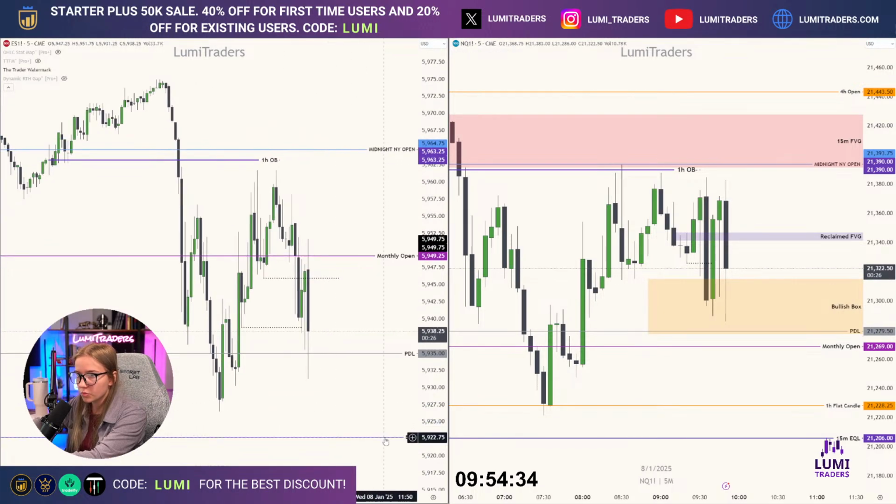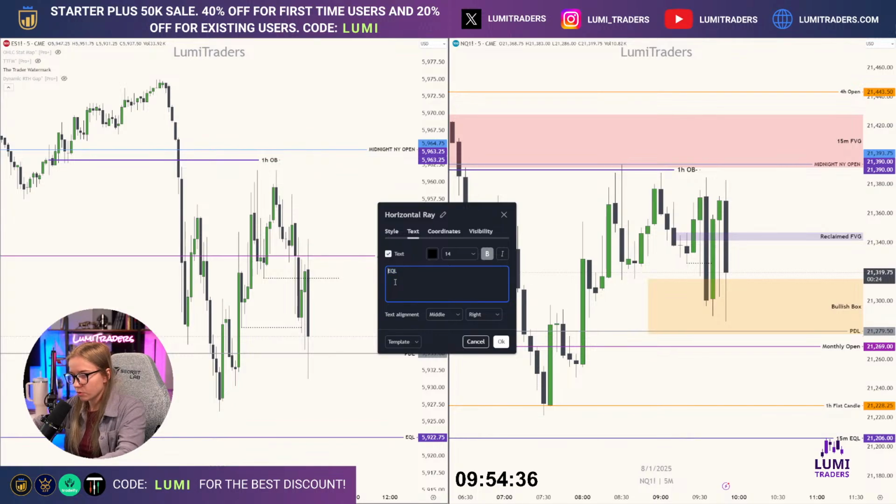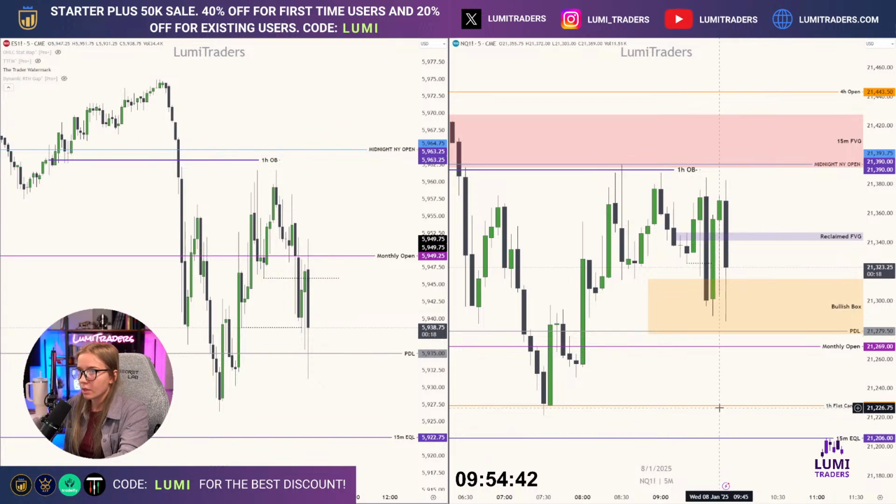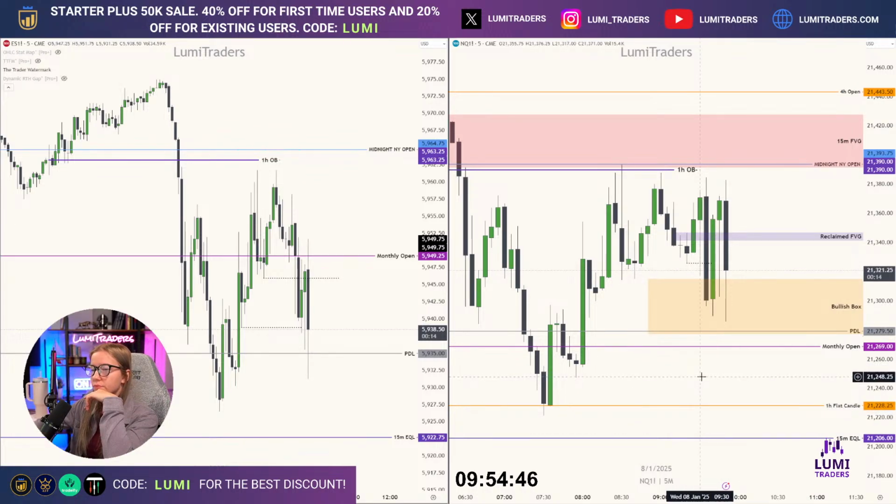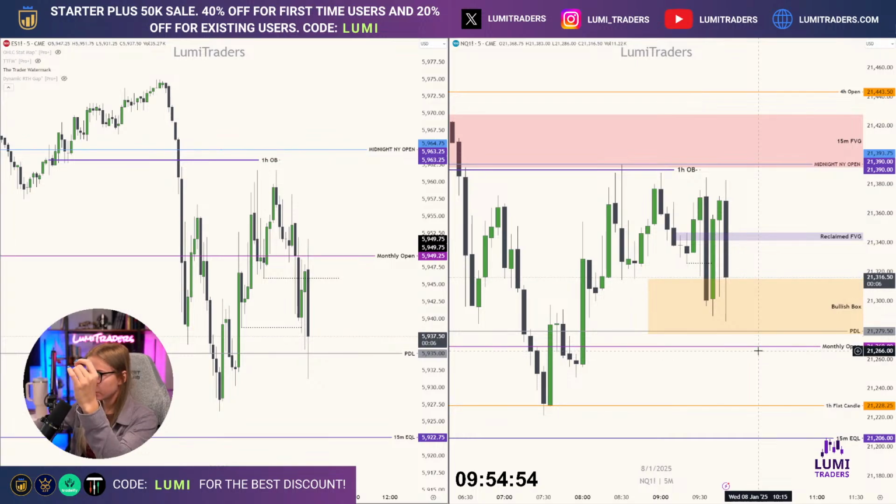Next level is going to be this equal lows. That's still 15-minute equal lows or hourly equal lows. It's just easier to see on 15-minute chart, I would say. My concern still is this previous day low level on NQ. Once again, see how important it is to understand how we want to consider smart money reversal.